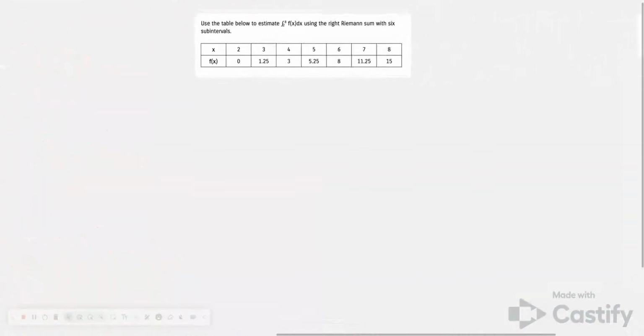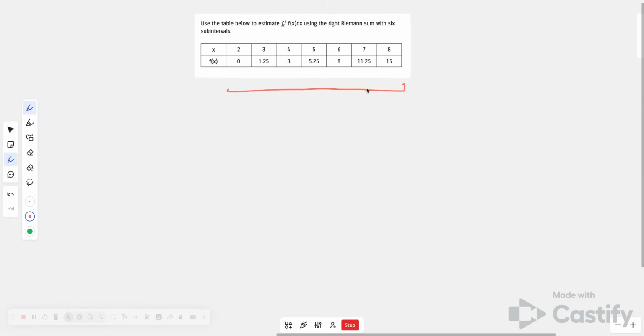Okay, so for our next problem, we're going to be doing a right Riemann sum estimate. So it says use the table below to estimate the definite integral from 2 to 8 of f of x using the right Riemann sum with 6 subintervals. So first step is to find our delta x, so like the length of our subintervals. So in this case, since it goes from 2 to 8 and we need 6 subintervals, each would be 1 unit.